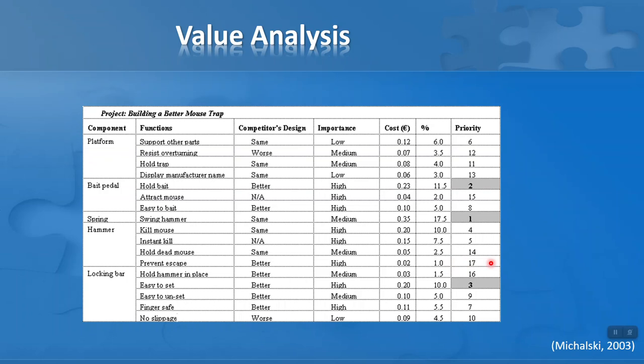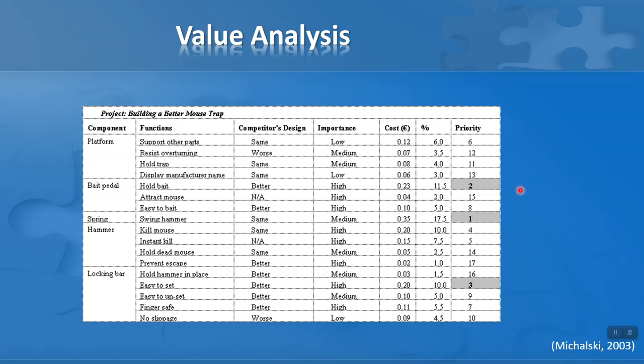So spending time and effort on improving prevent escape is not going to increase the value of my product compared to if I targeted my 1, 2, or 3 priorities here for improvement. By tackling those and reducing the costs of one or more of those 3 high priority components or functions, I will therefore have a much more dramatic effect on increasing value by reducing cost.